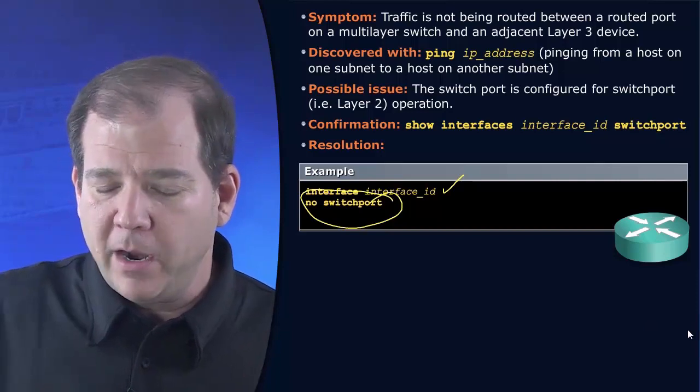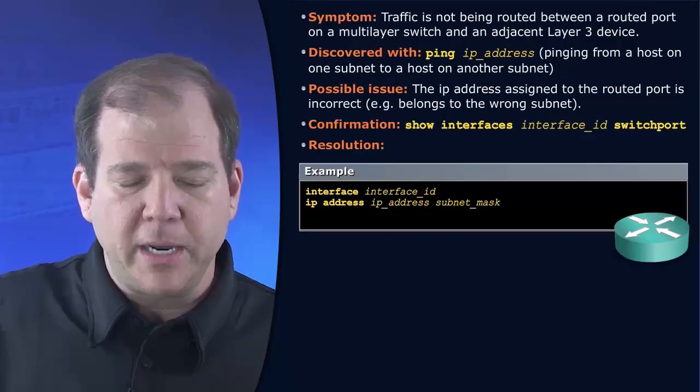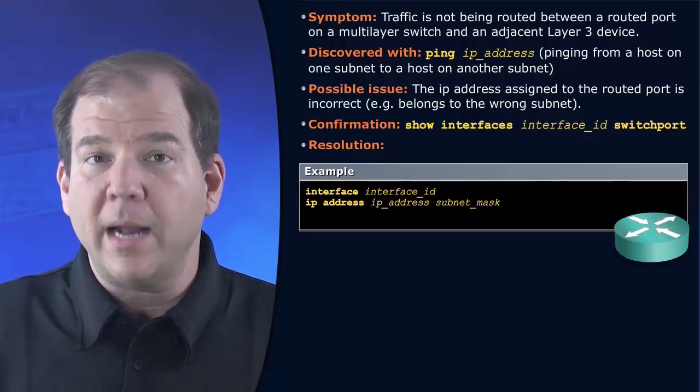But another issue that can crop up is we give an IP address that's part of the wrong subnet. We need to be careful with that. We need to look at our design documentation and make sure that we're assigning an appropriate IP address.